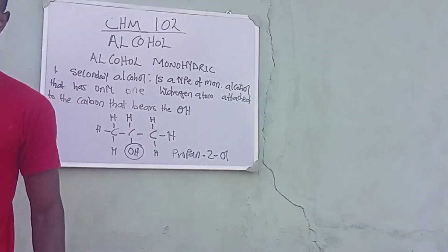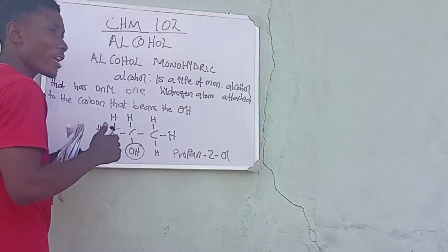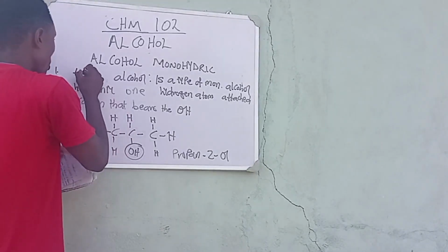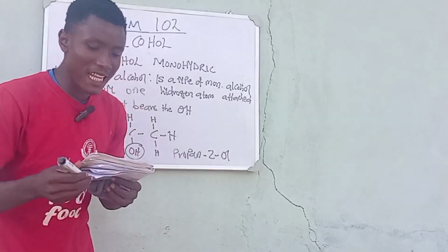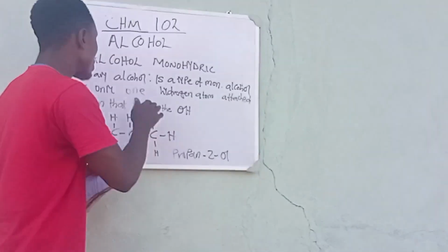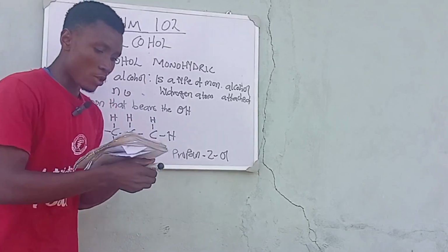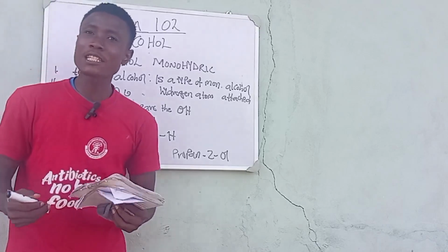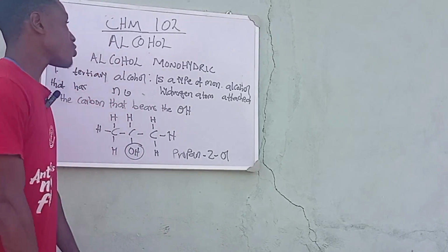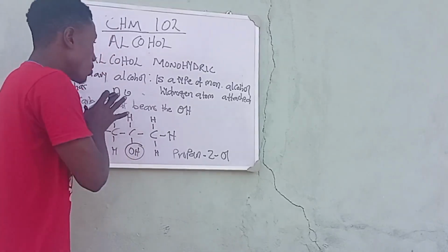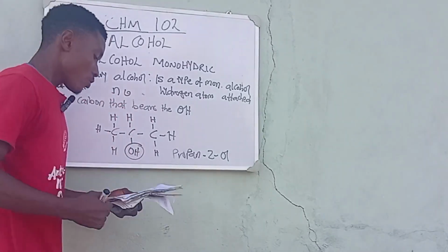So for the tertiary alcohol, we have our tertiary alcohol, right? The tertiary alcohol is a type of monohydric alcohol that has no hydrogen atom attached to the carbon that bears the OH. So we are going to see this through this compound.